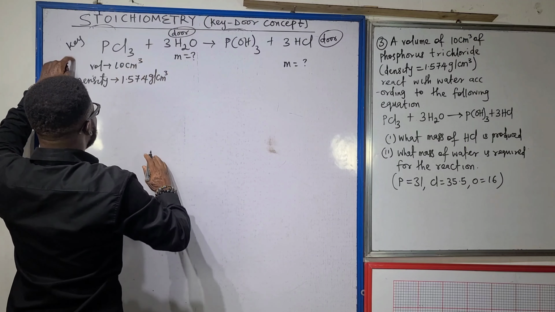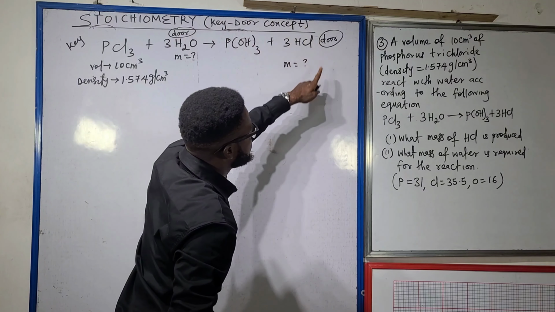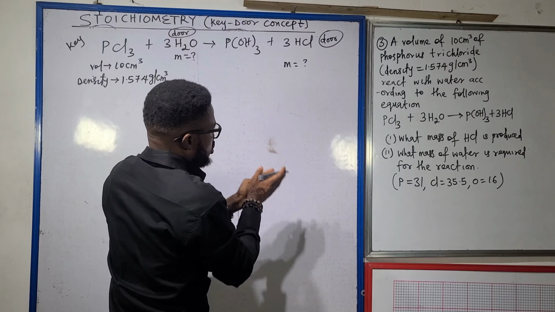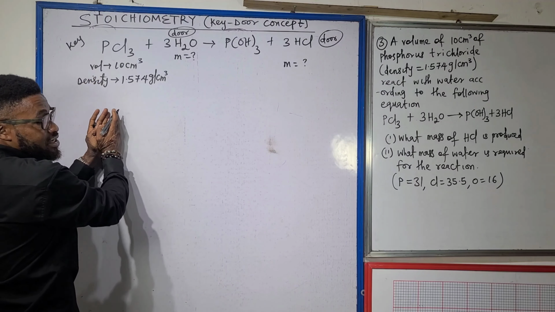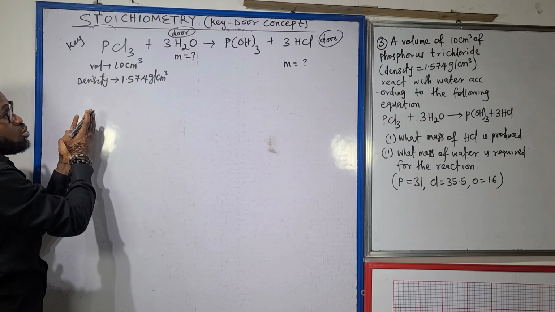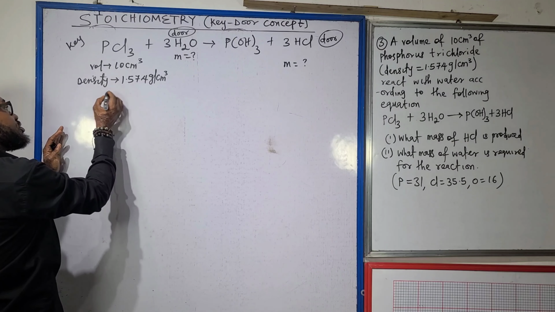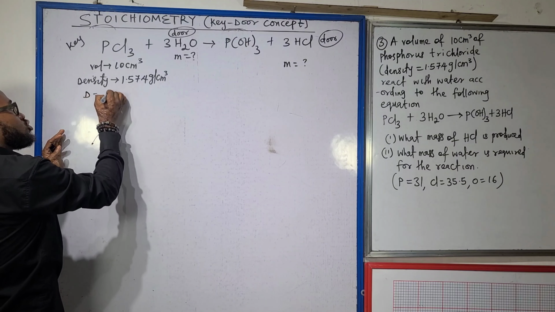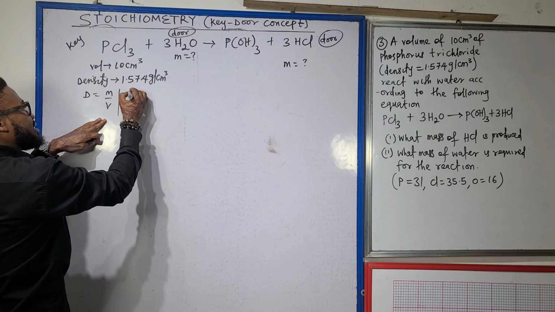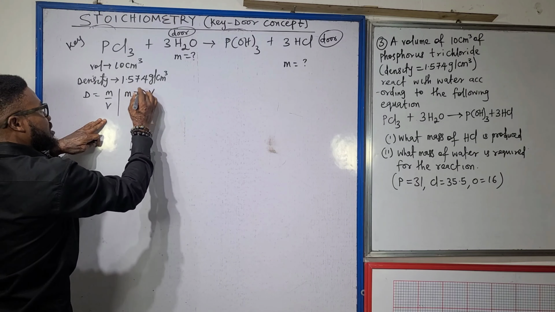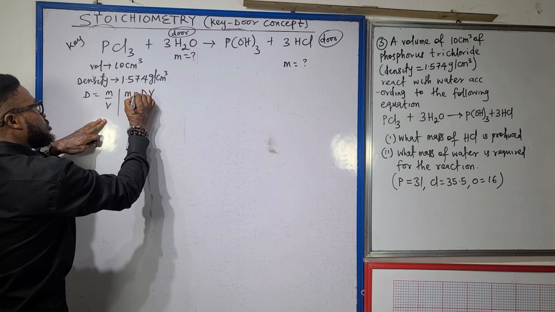So I am going to use this to unlock this and then this. So let's move on. This is my key. The first thing is to try to convert to mole. And in converting to mole, you recall that density equals mass over volume. And invariably that now means that mass equals density times volume.